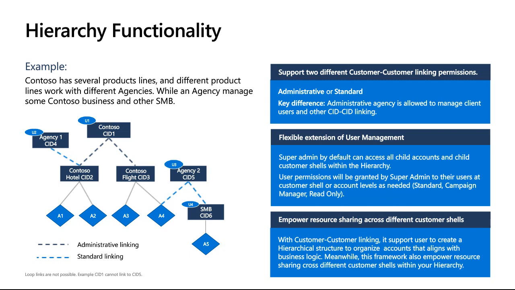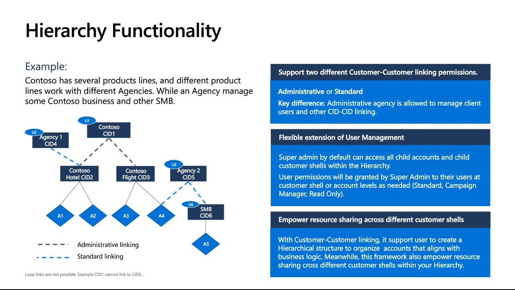Then, beyond the linking permission control, we also offer flexible extension of user management. After you build your hierarchy, the super admin user can always access everything. But for other users, you can define their access scope to allow them to access all accounts or only certain accounts. This will help you to easily allocate your resources and also control every different user's access scope.